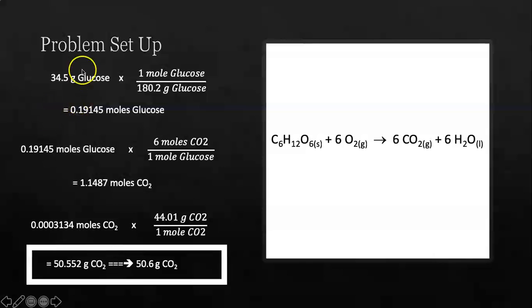So first we need to take our known and eventually transform it into our unknown. For the first step, we're going to take our given quantity of glucose and divide it by the molar mass that we determined before of glucose in order to go from grams of glucose to moles of glucose. So we would divide 34.5 grams by 180.2 grams. Again, we're canceling out the grams to go to moles. So we end up with 0.19145 moles of glucose.